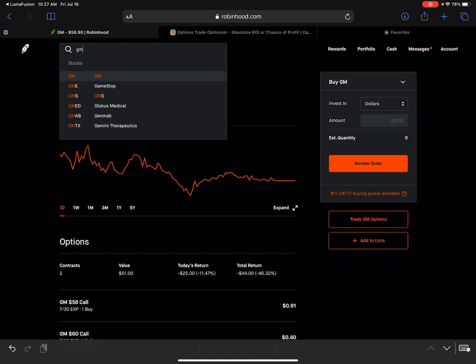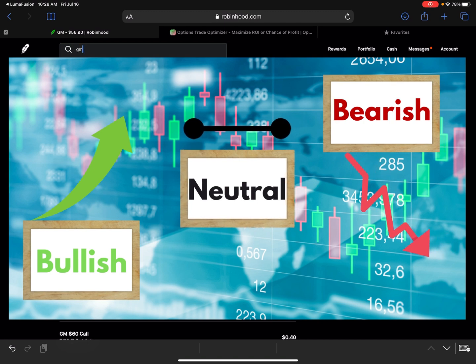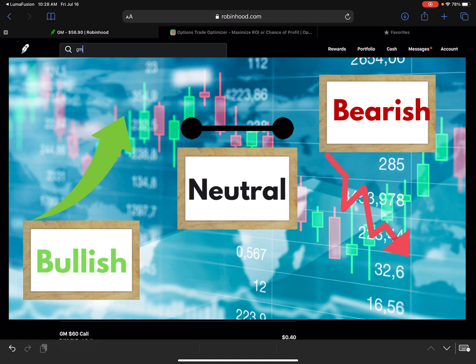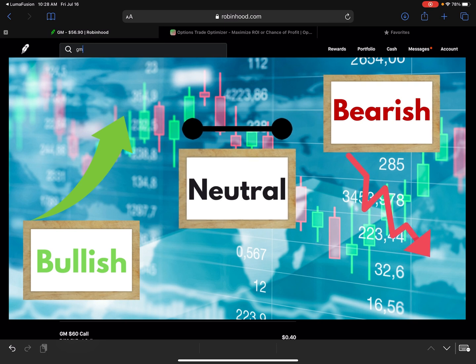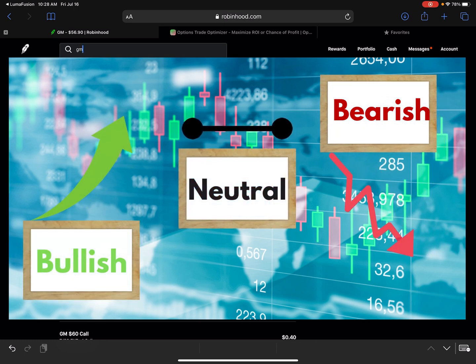So the first thing you want to do whenever you trade stock options is make sure you know what companies you believe are bullish, neutral, or bearish. Bullish meaning that you believe the stock is going to go up, and neutral, of course, meaning that you don't think the stock is going to move very much, and then bearish meaning that you believe the stock is going to move downwards.